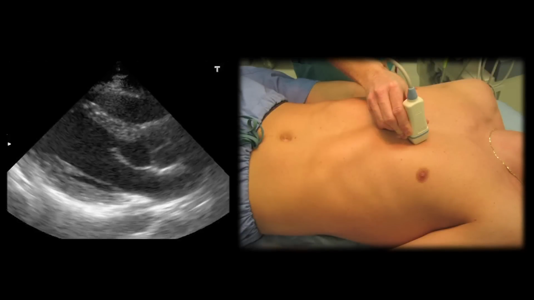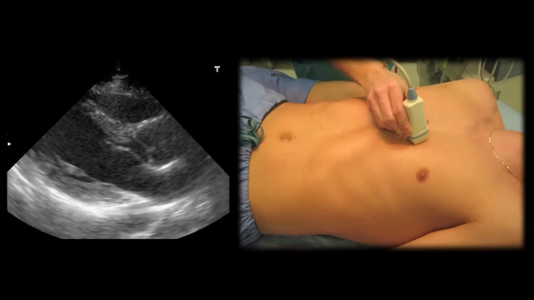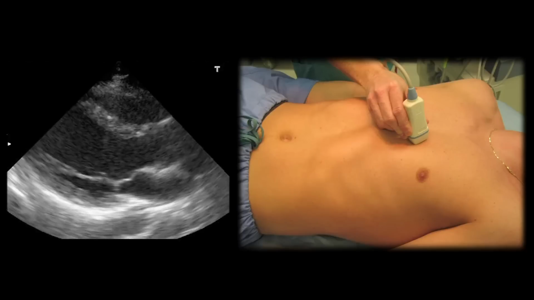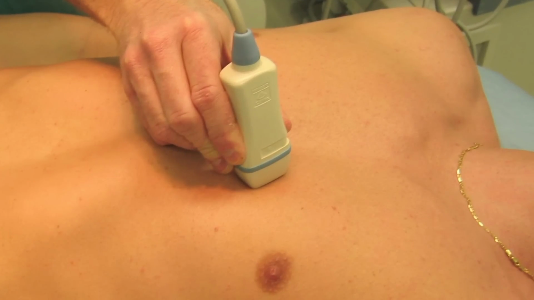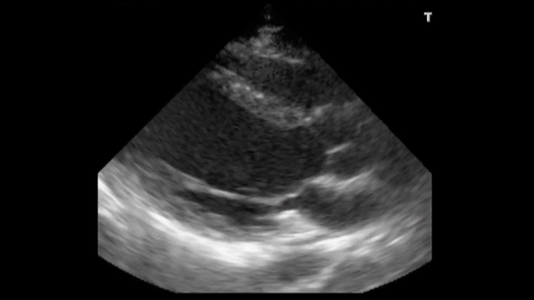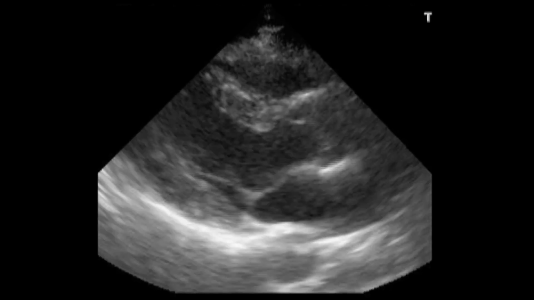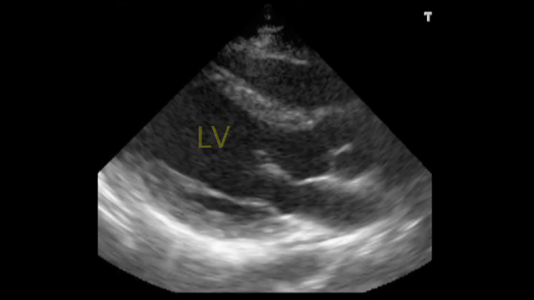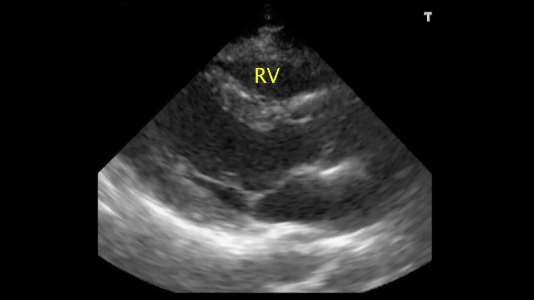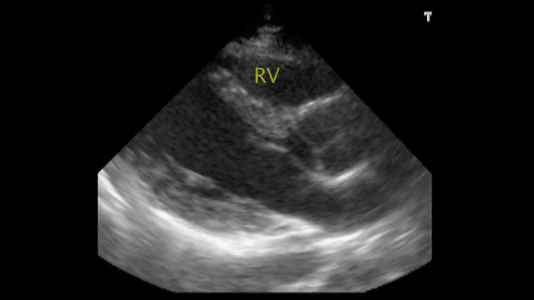Another view that is usually easy to obtain when the patient is in the supine position is the peristernal long axis view. The probe is placed just left of the sternum in the 3rd, 4th, or 5th intercostal spaces. The marker dot on the probe should be aimed towards the patient's right shoulder. In the standard peristernal long axis view, the left ventricle is on the left side of the monitor. The right ventricle is at the top of the screen and is usually not very prominent.